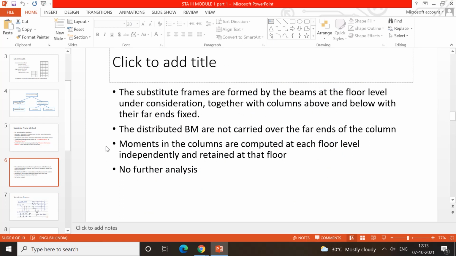So you may be remembering the moment distribution method. In the moment distribution method, we have to carry over half the moment to the far end, but here we will not carry the moments to the far end of the column.